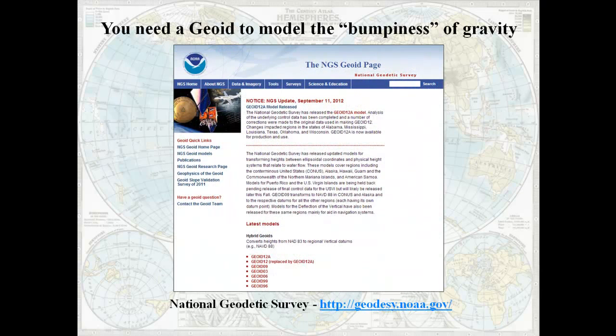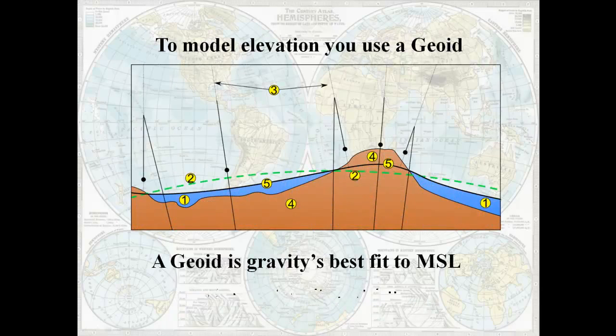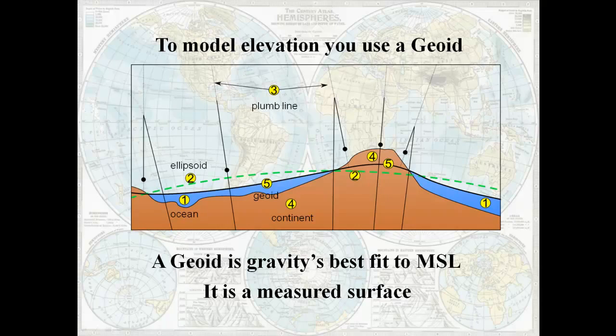So the geoid is going to model this difference in gravity. There are a bunch of geoids. You can go out to the NGS website, and at the bottom of this you see that there are a bunch of geoids that have been defined since 1996. So if we're going to model elevation, we need a geoid, because the geoid is going to model things with respect to gravity, and elevation needs to be modeled with respect to gravity.